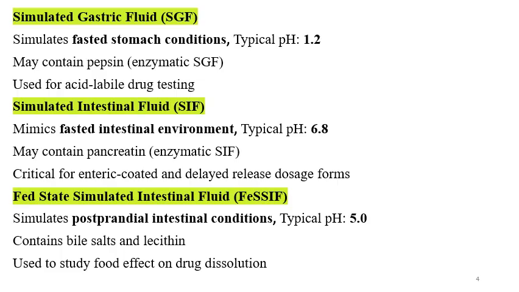Simulated intestinal fluid, SIF, is the media which mimics fasted intestinal environment. Typical pH is 6.8, may contain pancreatin as an enzyme. It is critical for the enteric coated formulations and delayed release dosage forms. Then fed state simulated intestinal fluid. It simulates postprandial intestinal conditions. Typical pH is 5. It contains bile salts and lecithin. It is used to study the food effect on drug dissolution.